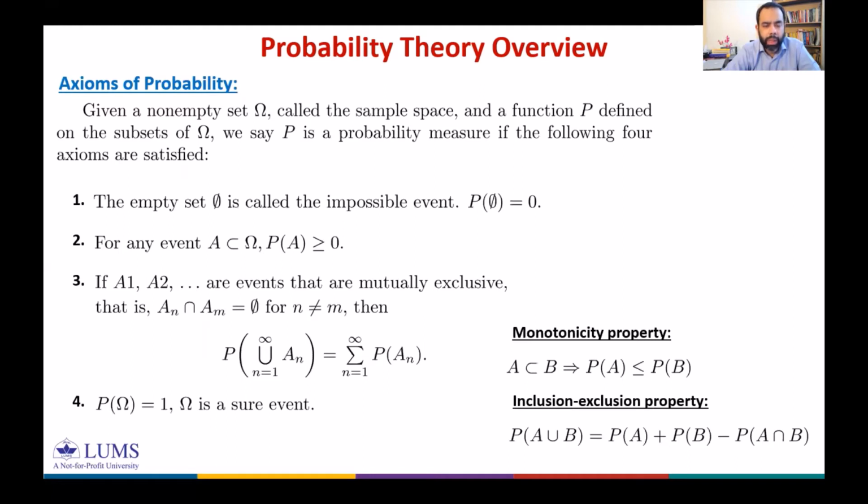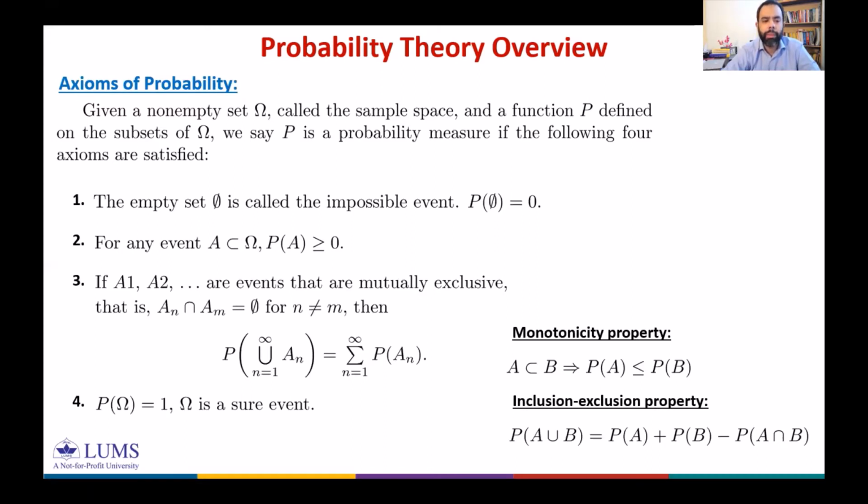Given a non-empty sample space and a function P defined on the subsets of the sample space, we say P is a probability measure if the following 4 axioms are satisfied. The empty set is called an impossible event. That means the probability of the empty set is equal to 0, or the empty set is mapped by the probability model to 0. For any event that is a subset of the sample space, the probability of the event is greater than or equal to 0.